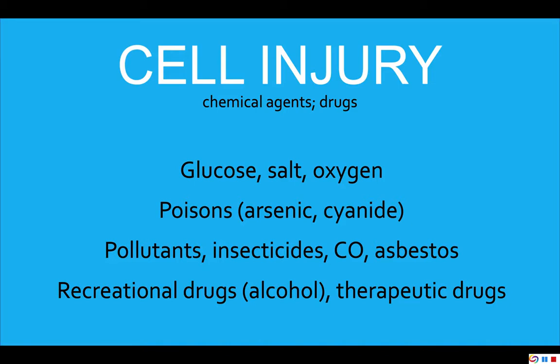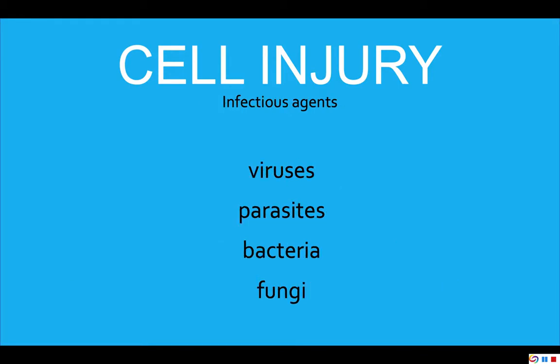Other things: carbon monoxide, we already mentioned that, asbestos, pollutants, drugs, things like alcohol or other recreational drugs, and even therapeutic drugs. Some drugs, as you probably are aware, can have really negative side effects on the body. There's also infectious agents, and there's way too many to name. We're going to talk about a lot of these later on in general and systemic pathology, but in general, you can have viruses, parasites, bacteria, and various types of fungus that can cause various types of cell injury. Each one is going to have different types of cell injury and different mechanisms.